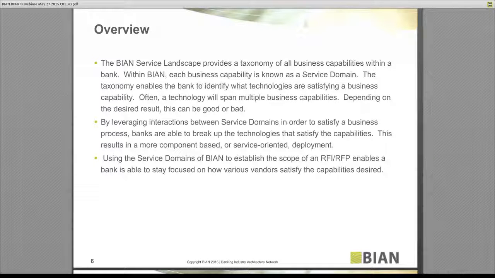And finally, as we go through the topic at hand today, we're going to see that using the service domains of BIAN to establish the scope of an RFI RFP enables us as a bank to stay focused on how various vendors satisfy the capabilities desired. In the example we're going to walk through today, PNC conducted an RFP to evaluate our payments processing platform for wire and ACH payments, and we will start to step through how we achieve success with that.